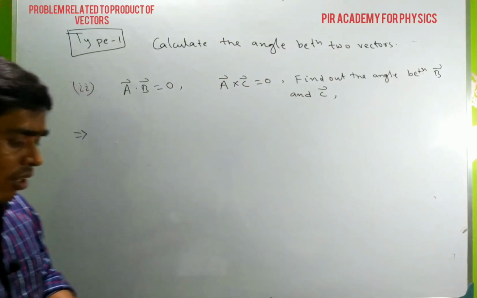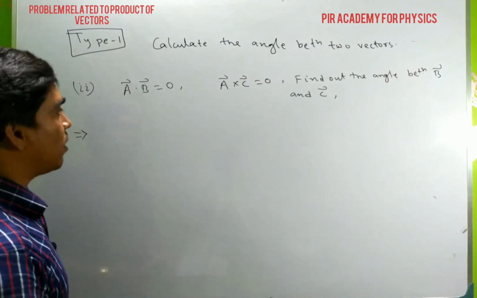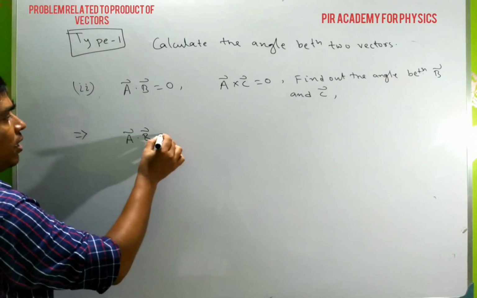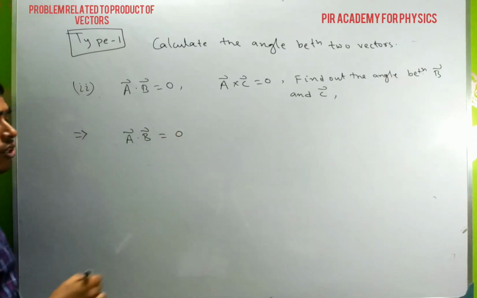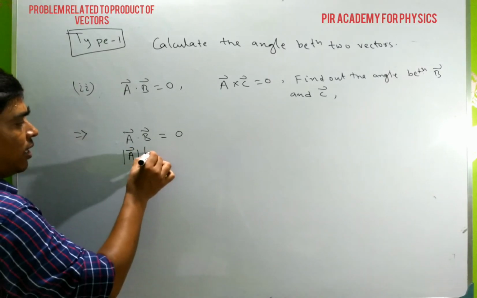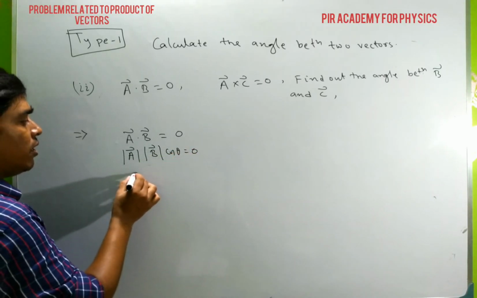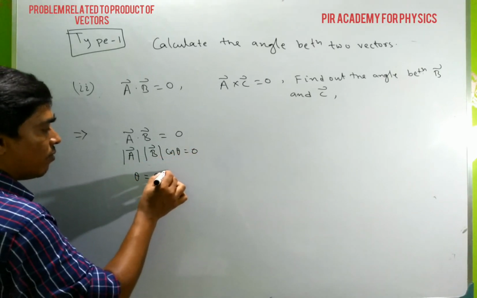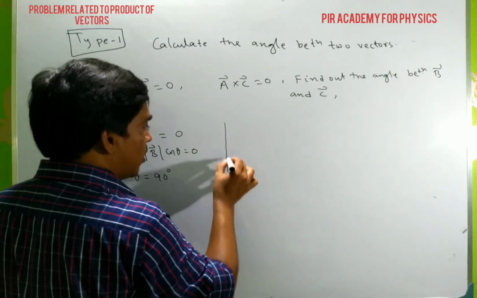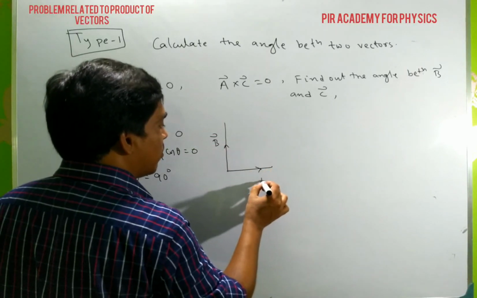This angle can be deduced through the definition of the dot product. Here A dot B equals 0. That means magnitude of A and magnitude of B cos theta equals 0. That means theta equals 90 degrees. That means this is the B vector and this is the A vector.